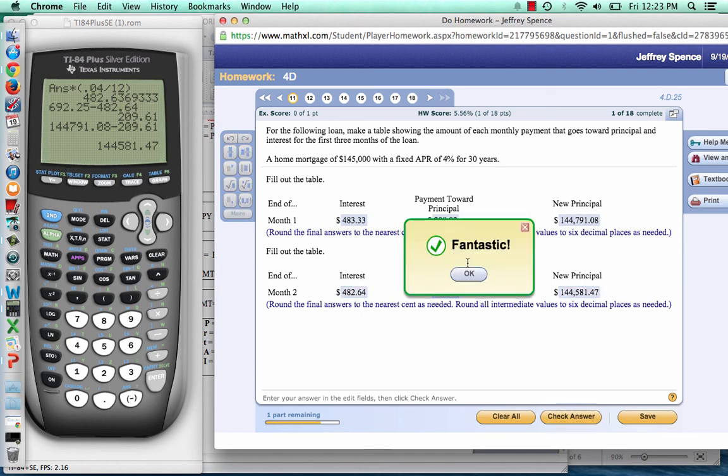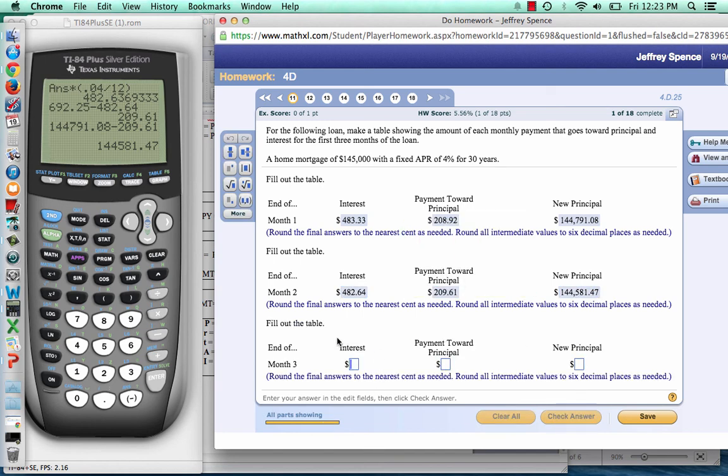Then you can go on and do the third column. This would be the principal times .04 divided by 12, and so on and so forth. Okay, we're going to do one more example in the second half of this video.